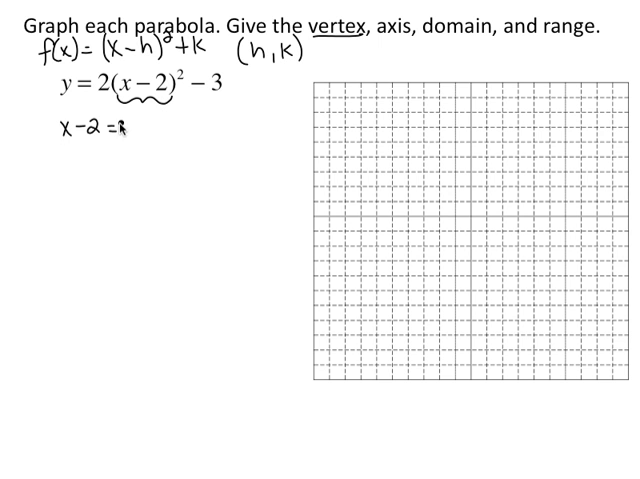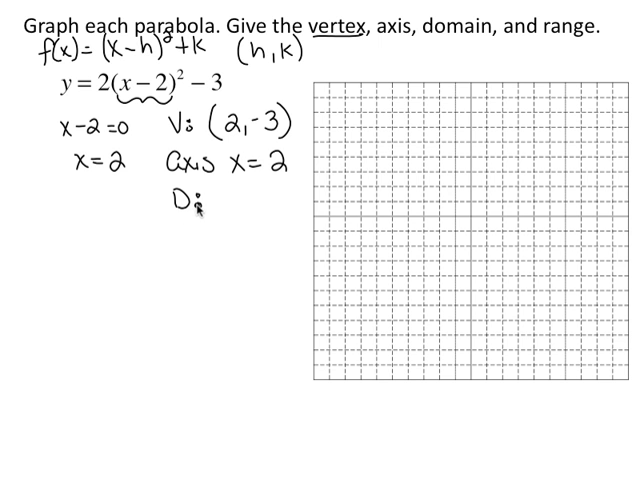So x minus 2 equal to 0, x is equal to 2. That gives us the h, the first number in our ordered pair. So we put a 2 here, and then k is just equal to this number here, so negative 3. So the vertex for our parabola is 2, negative 3. The axis of a parabola is always going to be x is equal to whatever your x value in your ordered pair is. So x is equal to 2.